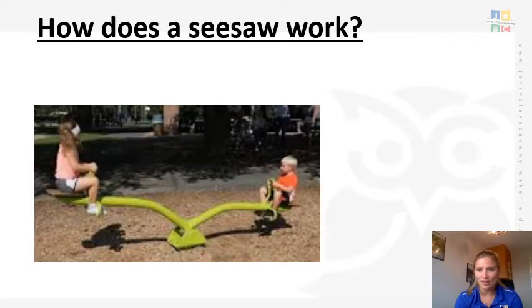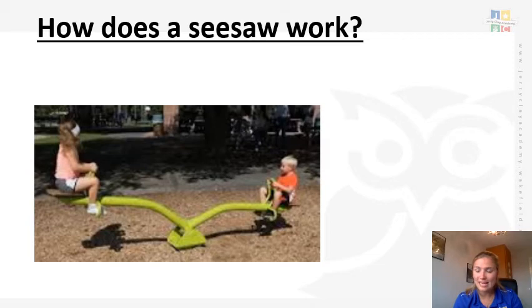So we've got a seesaw here. If you've gone to the park, you might have been on the seesaw before. So how does a seesaw work? Have a think, have a discussion. You might have said something like, two people sit on each side of the seesaw. When you push off the floor, it lifts one side up, and so it seesaws, and one goes up and one goes down.